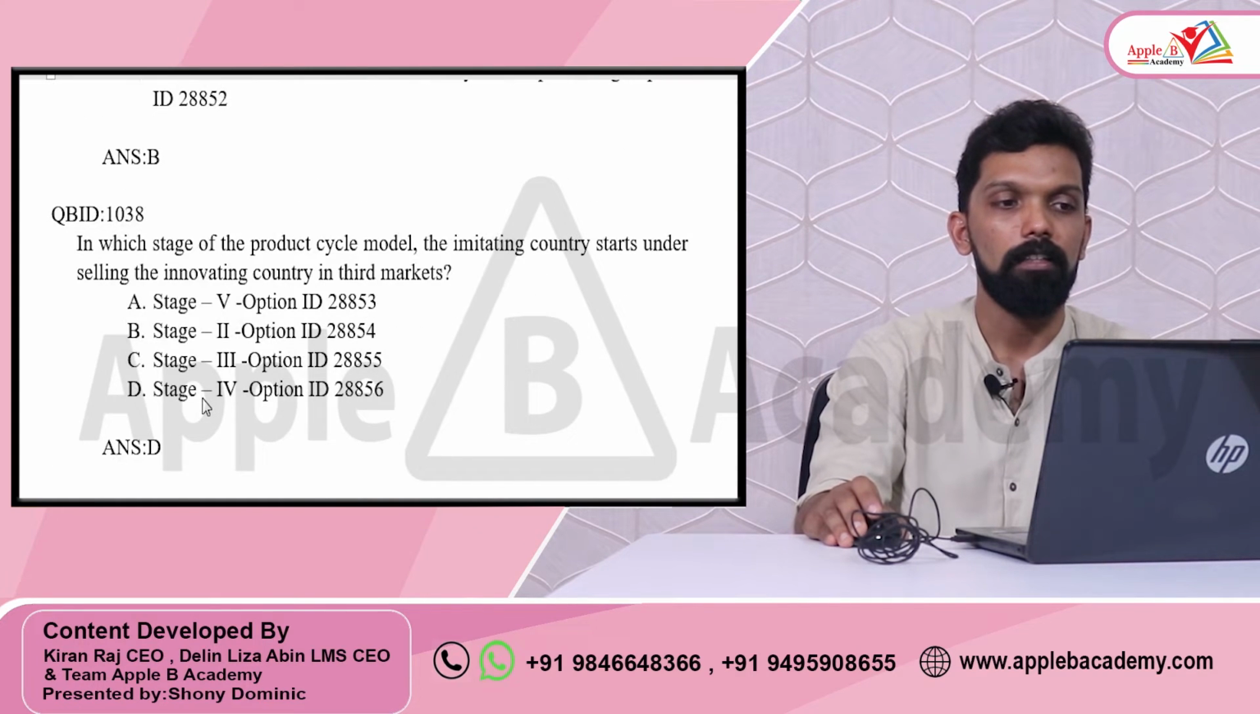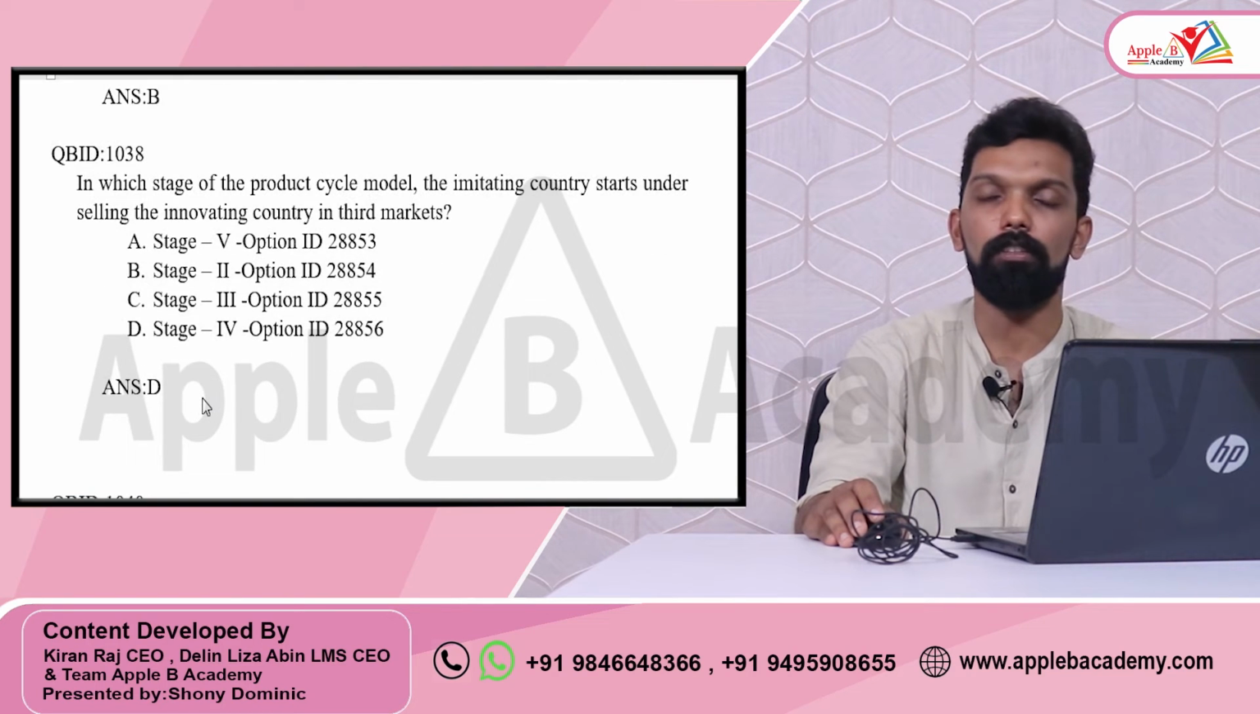So the next one, in which stage of the product cycle model does the imitating country start underselling the innovating country in the third market? Stage 5, stage 2, stage 3 and stage 4. So the right answer for this question is option D, which is stage 4.